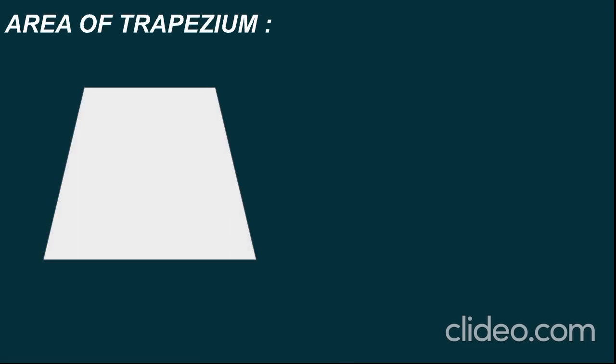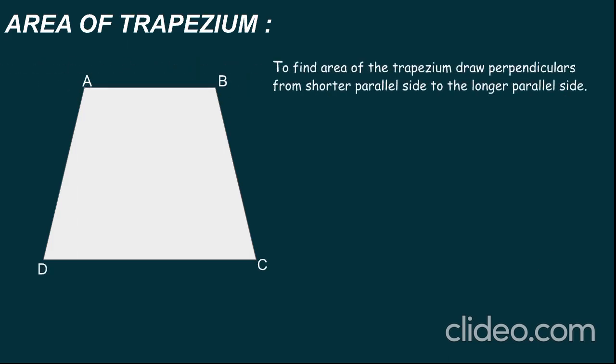Children, today we are going to learn about area of trapezium. So this is the trapezium. Let us mark it as A, B, C, D. To find the area of trapezium, draw perpendiculars from shorter parallel side to the longer parallel side. We can see here in a trapezium, one pair of opposite sides are parallel.